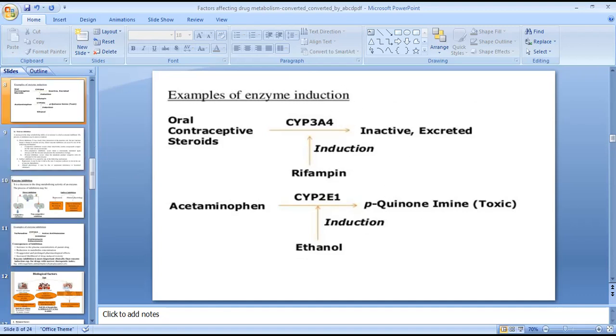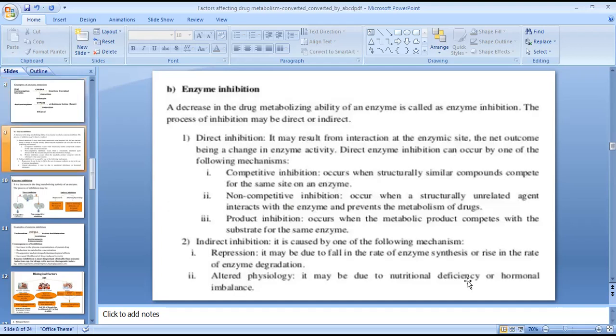But the stimulation of drug metabolism will result in three processes. Either it will increase the rate of synthesis of new enzyme, or decrease the rate of degradation of the drug metabolizing enzyme, and increase the amount of smooth endoplasmic reticulum, which serves as the site for drug metabolism. So they are there. Now these are the examples of enzyme induction processes.